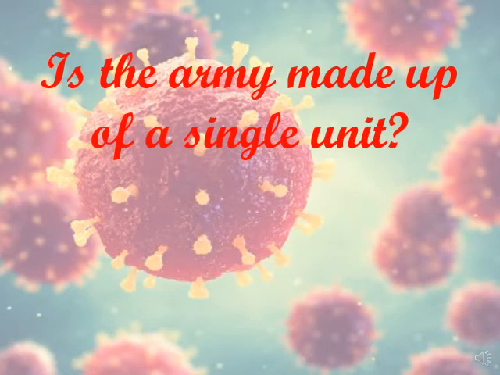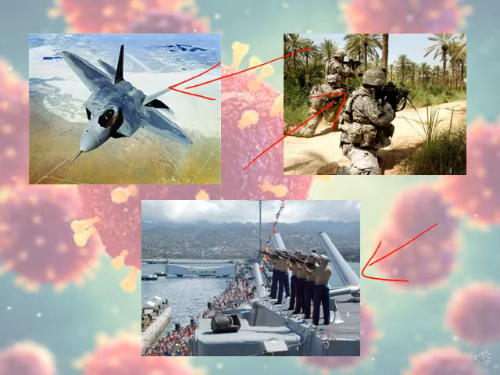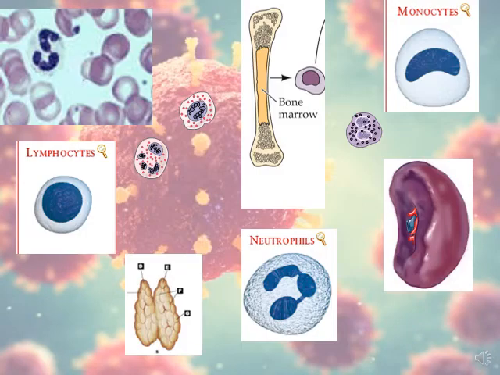Is this army made up of only one single unit, one type? So here in the army we have the naval forces, terrestrial or those on land, and we have the air forces. We have the air, the land, and the sea. So we have different types of forces. So the army is composed of different units, not a single unit.